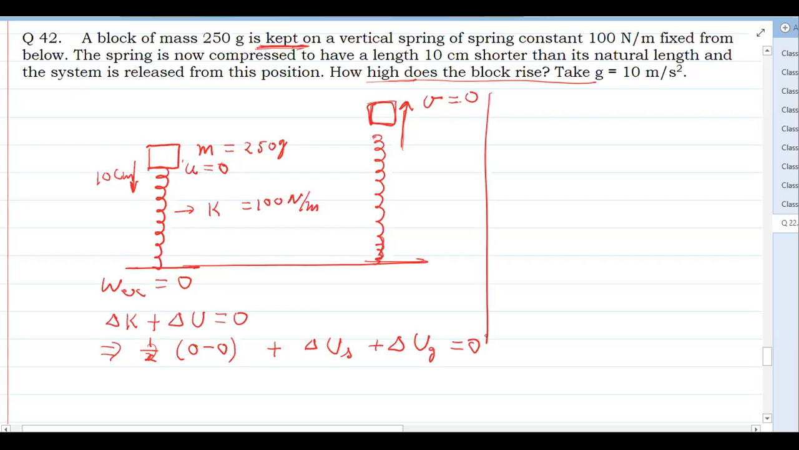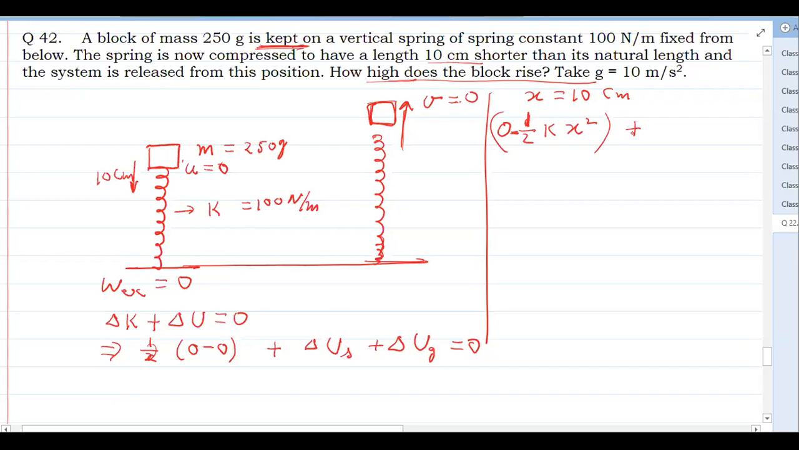So what will be the spring potential energy? How much is the spring compressed? The spring is compressed to have length 10 centimeters shorter than natural length. So the compression x is 10 centimeter. So half K X square is the initial, and finally it will be 0 because after the block separates, the spring will get relaxed. So final is 0, initial is half K X square.